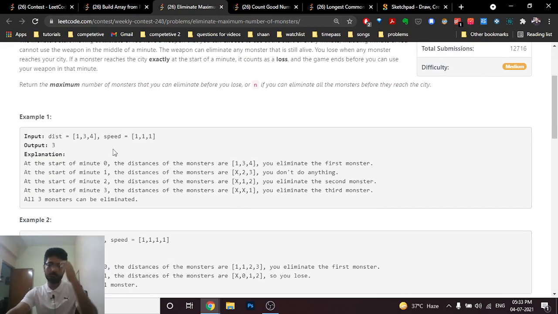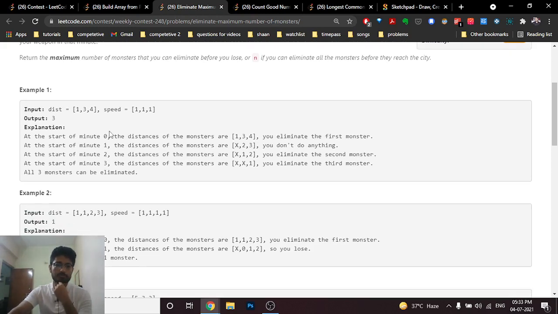So now going to the examples, as you can see, the first thing here is, because you are given distance and speed, you have to tell after which time each monster will arrive at your village. If two monsters arrive at your village at the same time, then that might cause a problem. I'll tell you why. So as you can see in this example, if the speed is 1 and the distance is 1, it can reach your village after 1 second, or 1 minute.